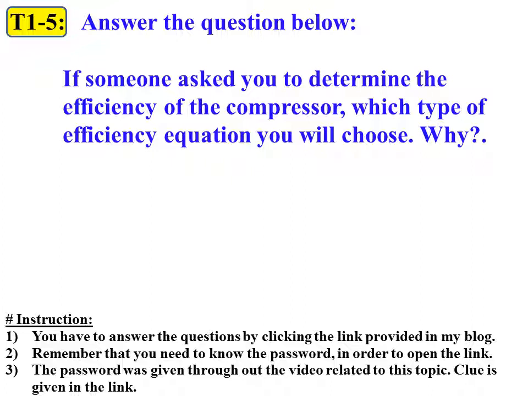Okay, now to test your understanding of this topic, answer the question below. If someone asks you to determine the efficiency of the compressor, which type of efficiency equation will you choose, and explain why. Answer the question and submit. You have to answer the question by clicking the link provided in my blog. Remember that you need to know the password in order to open the link. The password was given throughout the video related to this topic, and the clue will also be given in the link. Okay, that's all for chapter number 1.